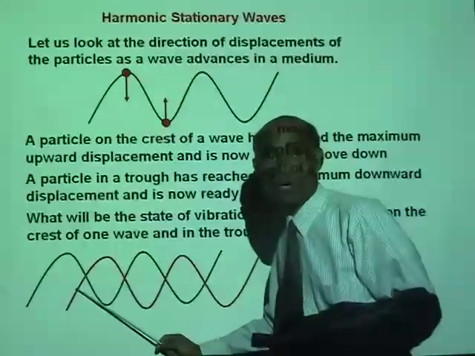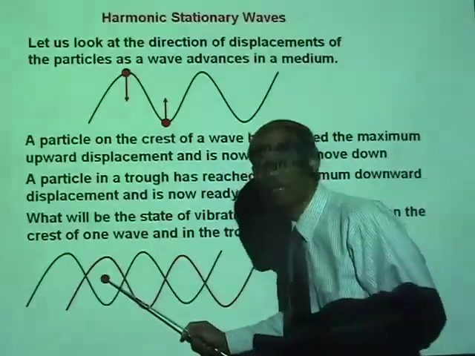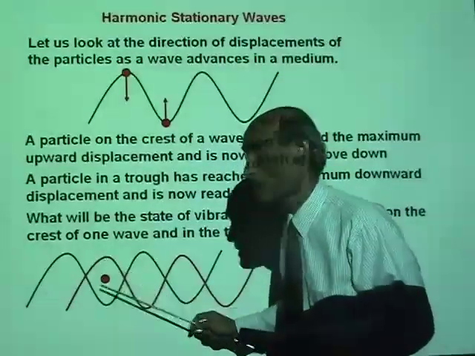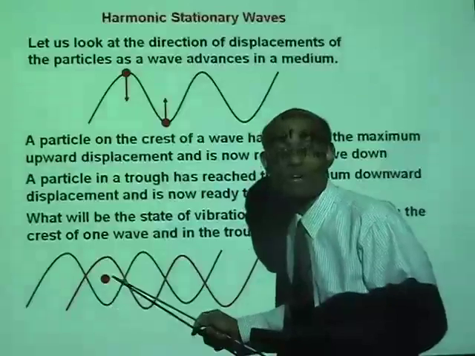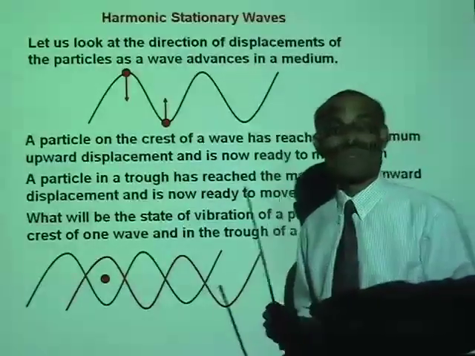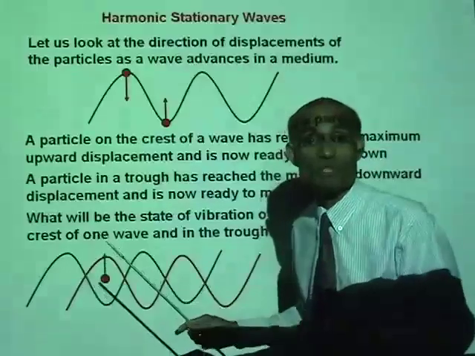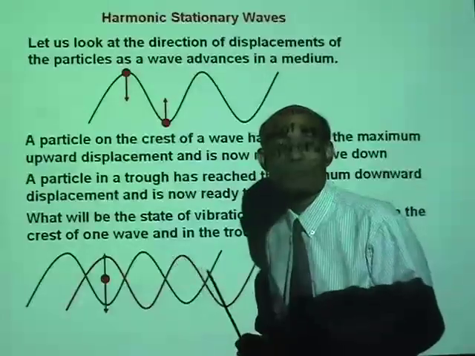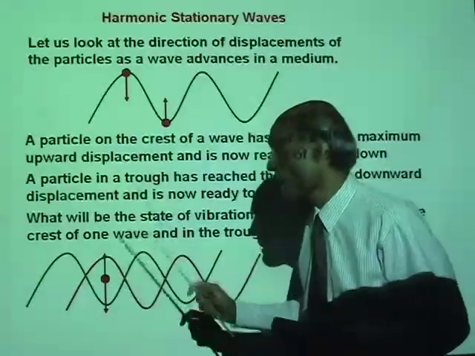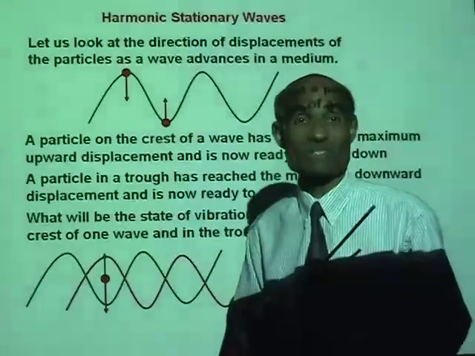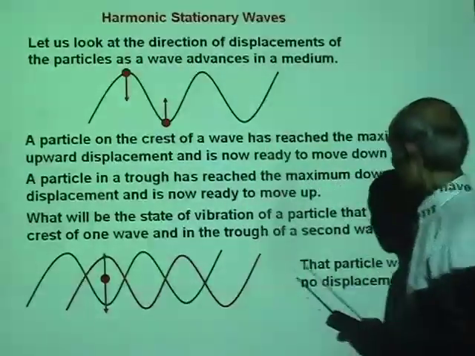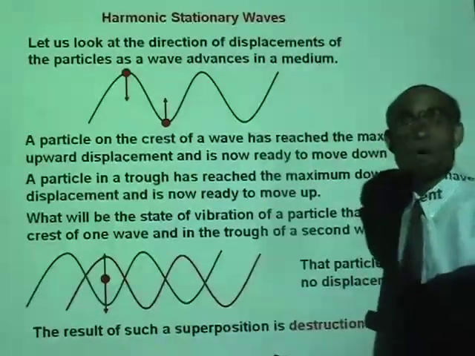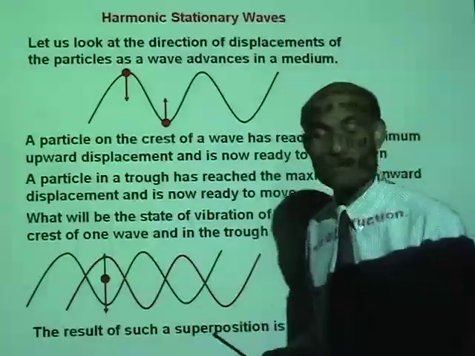There you are. So here we have a particle, which is supposed to be on the crest of the red wave and the trough of the green wave. What will that particle do? Well, it will have no displacement. The displacement produced by the green wave will be cancelled by the displacement produced by the red wave. The particle will stay at rest. Well, so the result of such a superposition is what we call destructive interference.